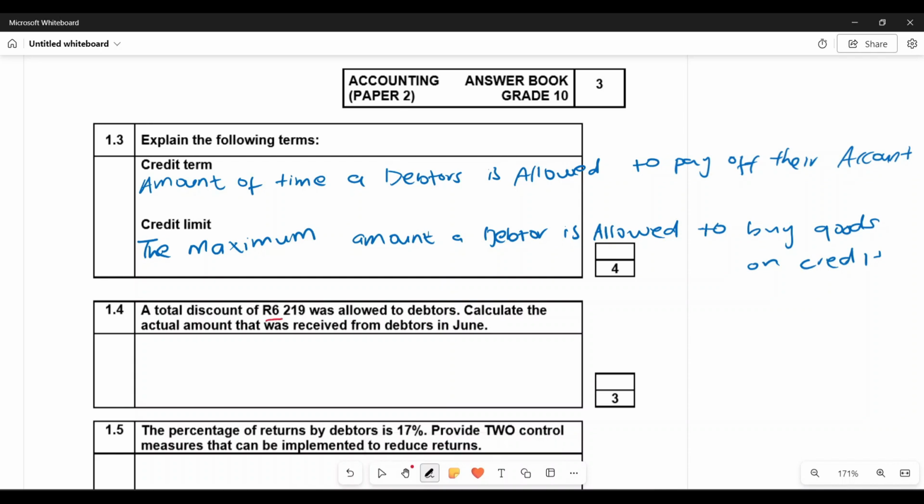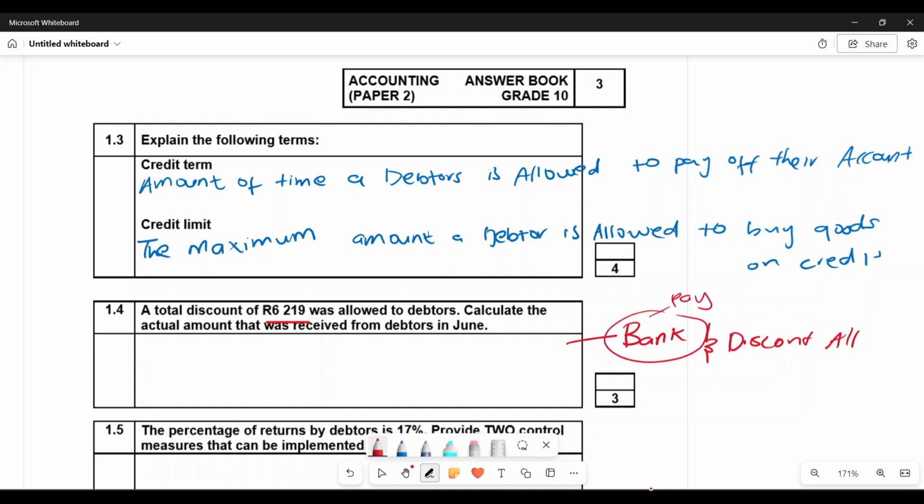A total discount of 6,219 was allowed to debtors. Calculate the actual amount that was received from debtors in June. Now, this transaction relates specifically to that line item of bank and discount allowed, basically. Now, bank has to do with the amount that you're getting paid from your debtors. Discount is the discount that you give to your debtors, right? So as a result, every time you need to subtract your discount. So basically here we're going to classify the amount we received from our debtors, which excludes the discount.